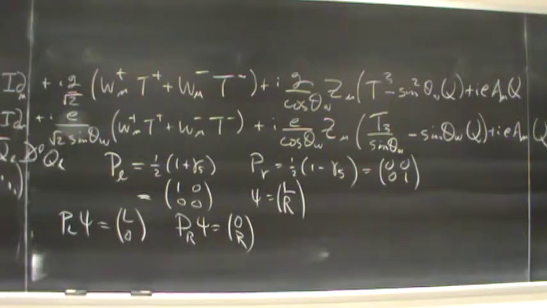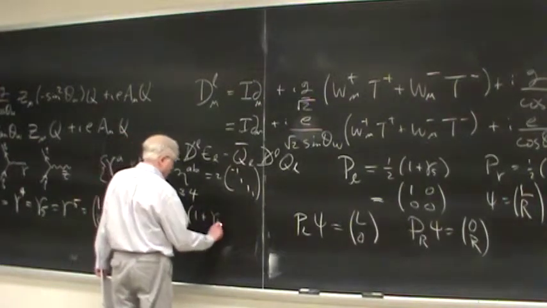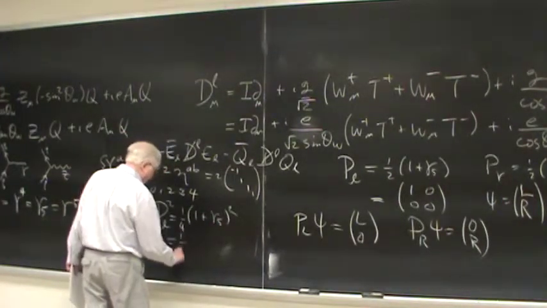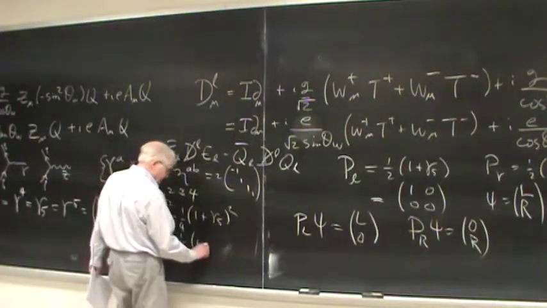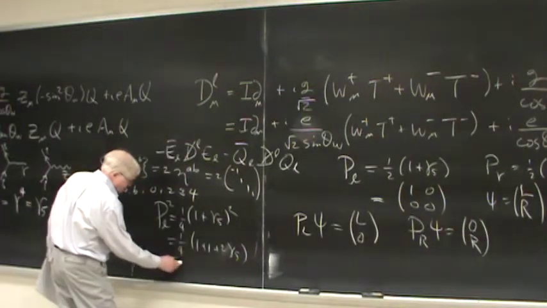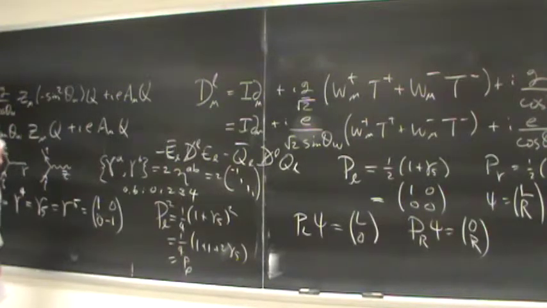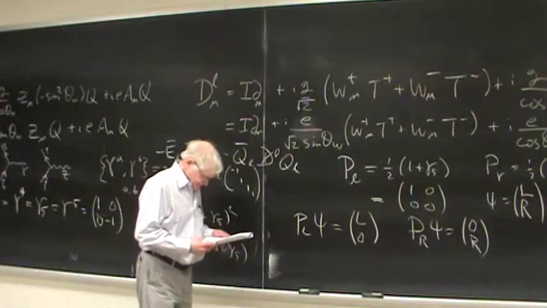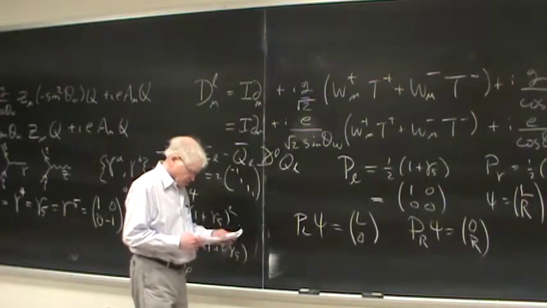And, of course, like any good projection operator, P sub L squared is a quarter (1 plus gamma 5) squared. So that's a quarter of 1, gamma 5 squared, well, that's 1 by this relation, and then plus 2 gamma 5. Well, that's just P sub L itself. So P sub L squared is P sub L, P sub R squared is P sub R. All right. Let me just make sure what's what.